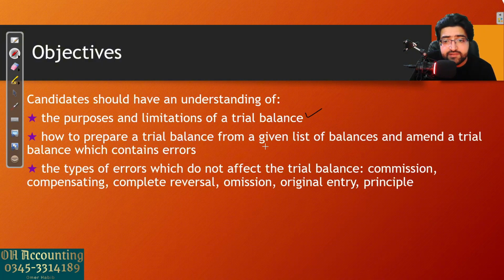How to prepare a trial balance from a given list of balances. I have shown you how to do that. You just have to look at the final balance of the T accounts and then move the balances to the trial balance. And they want you to amend a trial balance which contains errors. I have just done that with you 5 minutes back, so you know how to do that as well. And then they want you to know about the types of errors which do not affect the trial balance. Okay, so these errors do not affect the trial balance.